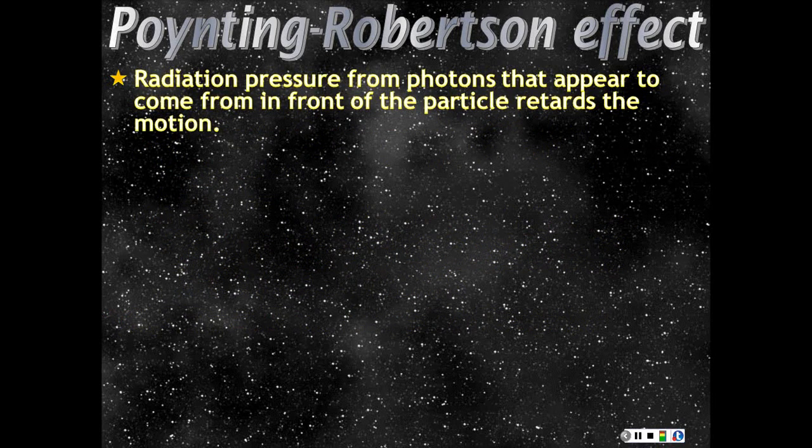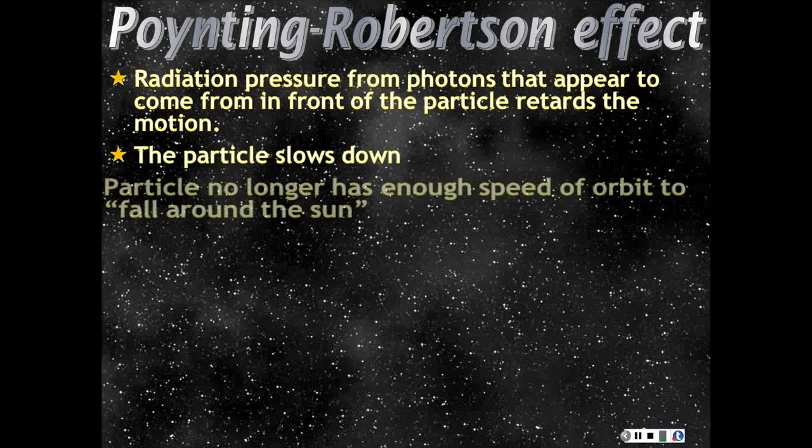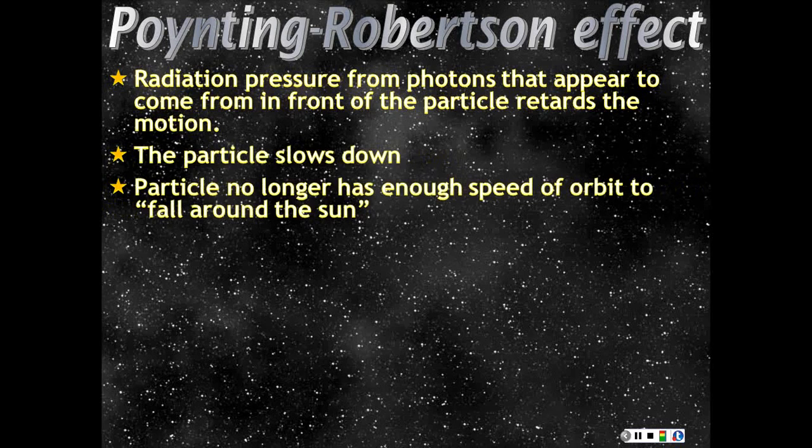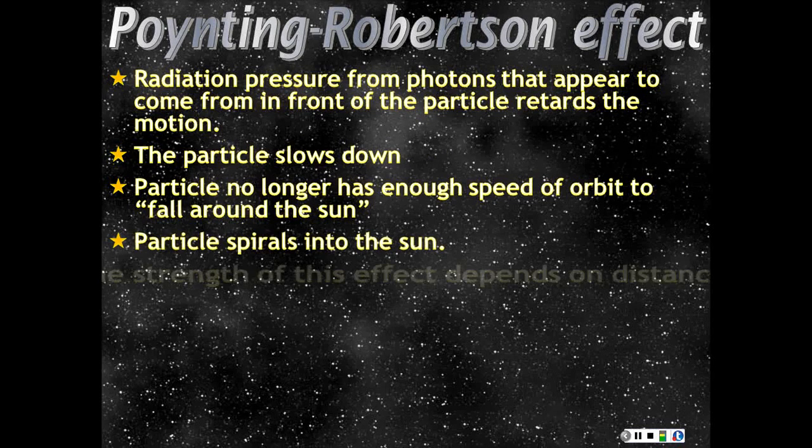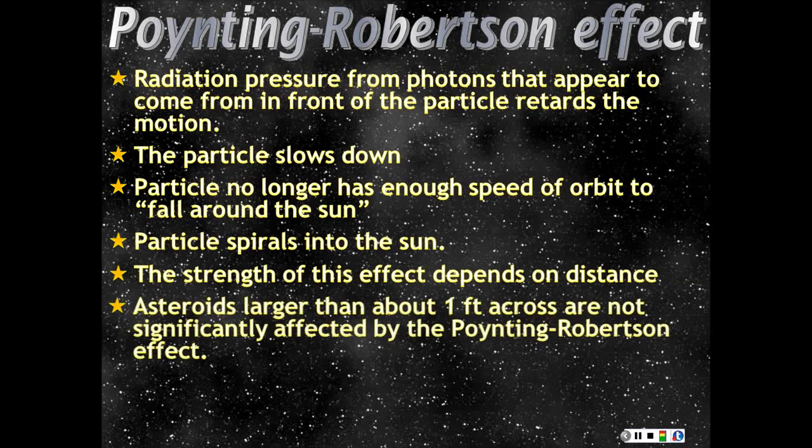It's not going to push them backwards far enough to push them out of the system, but it retards the motion. It slows them down. And if it slows them down, it will eventually end up without circular velocity. Remember, if it doesn't have circular velocity, it will no longer fall around the sun, it will fall into the sun. And so it spirals into the sun. We're not going to derive it. This is obviously distance dependent, because that affects the number of photons hitting you and slowing you down. But asteroids larger than about a foot will not really be affected by this.